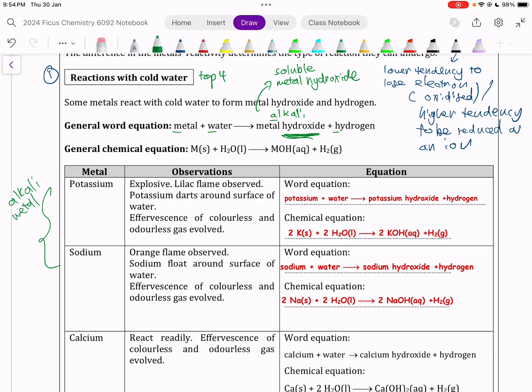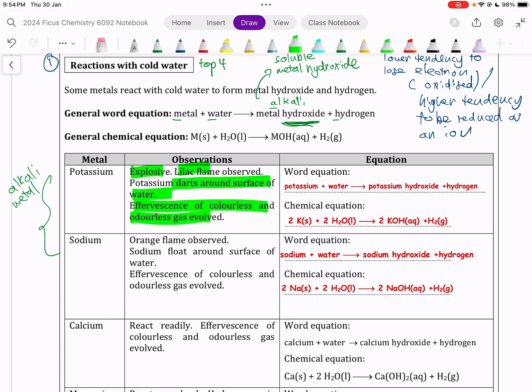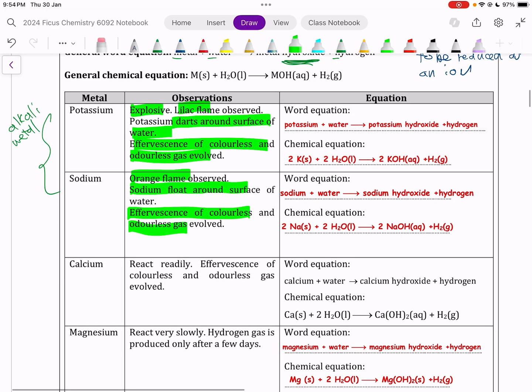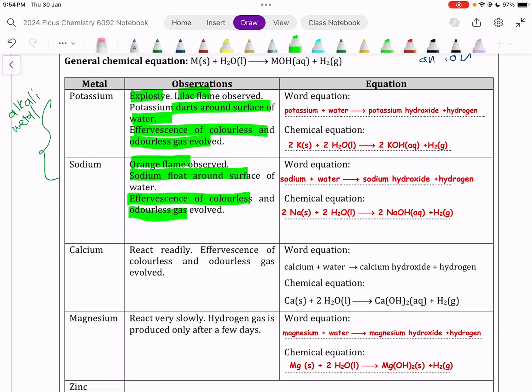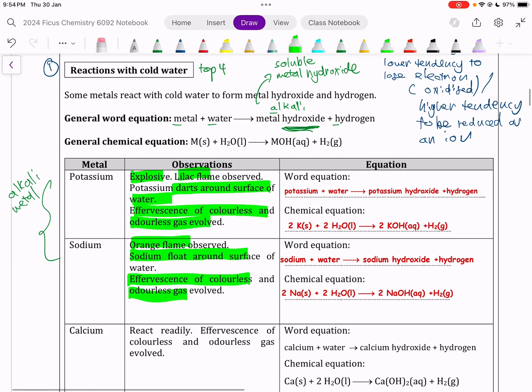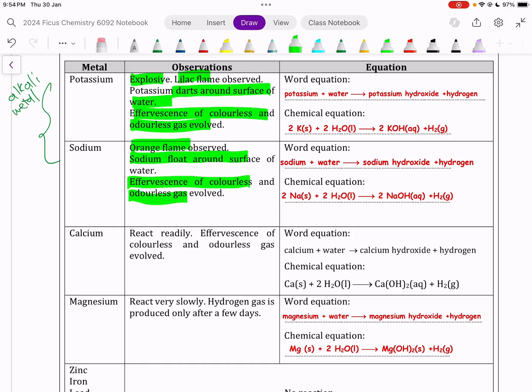So there's a little bit of recap over here. With potassium, explosive lilac flames dart around the surface of water, and then there is effervescence of a colorless and odorless gas. Basically all give you the metal hydroxide. Sodium is the same: sodium metal floats on water, with effervescence of a colorless and odorless gas and an orange flame. By the time we go to calcium, it is still quite fast, but not to the extent of explosive. Then magnesium. Basically, the top four metals are the group 1 and 2 metals, if you realize. I hope you still remember how to write chemical equations properly.